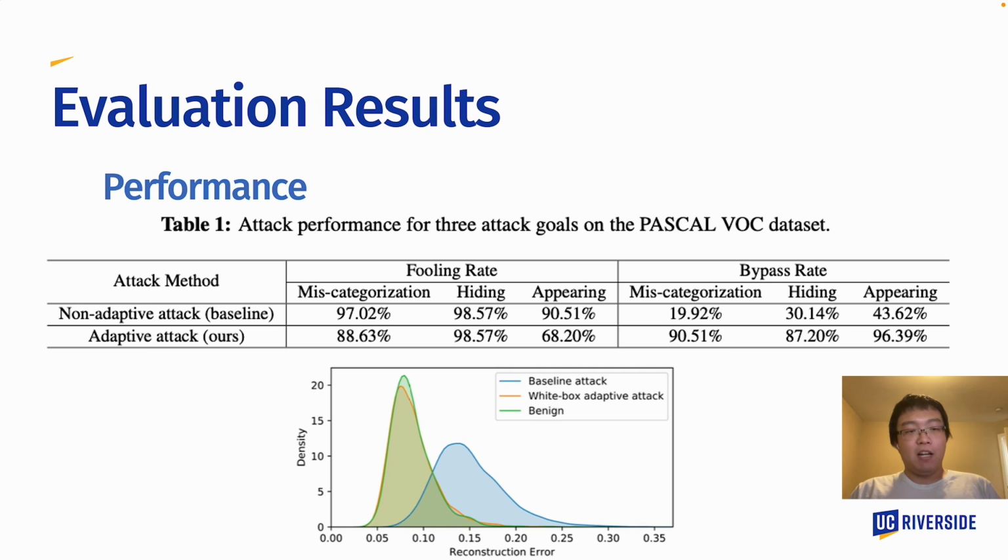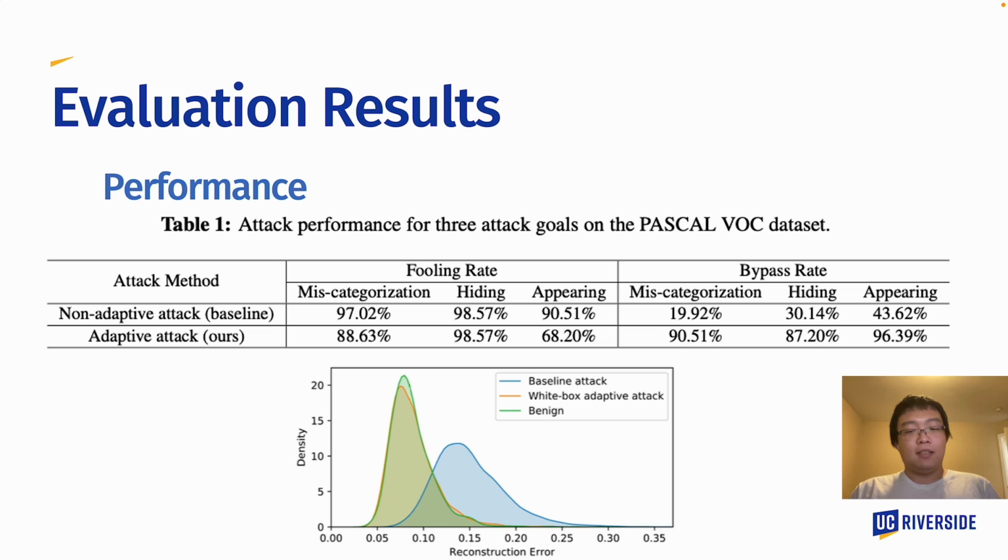These are some evaluation results of our ADC framework. We can see that the baseline attacks have a high fooling rate against the object detectors, but they are very easily detected by context consistency checkers. And our adaptive attacks have a high bypass rate, evading the context consistency checks.